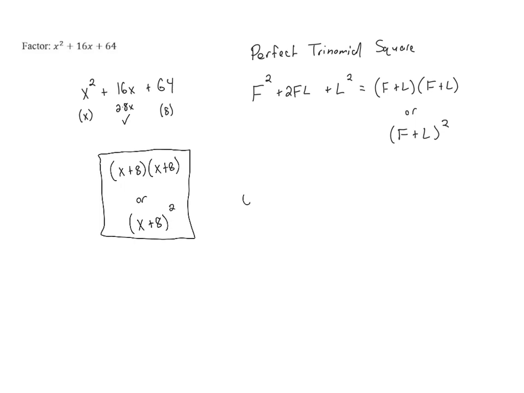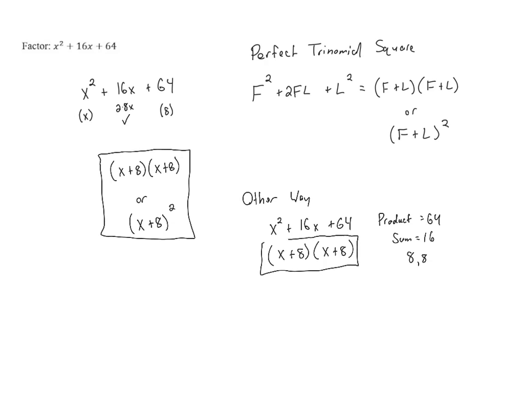Now, the other way you could do this is you could use the unfoiling method. We've got x squared plus 16x plus 64. It's a trinomial with a leading coefficient of 1. So we're looking for two numbers that have a product of 64 and a sum of 16. We recognize that those numbers are 8 and 8. So we can factor this as x plus 8 times x plus 8. And we get the same answer this way as when we recognized it as a perfect trinomial square.